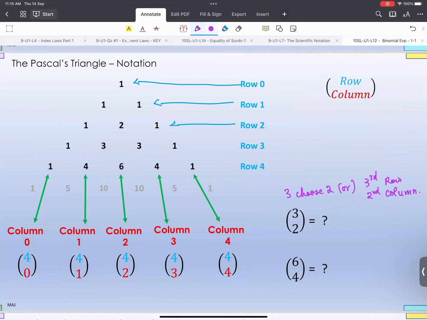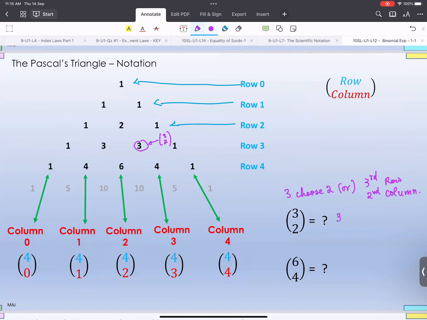Okay, so what is 3 choose 2? This is 3 choose 0. This is 3 choose 1. This is 3 choose 2. So 3 choose 2 is 3 over here. So this value over here is 3 choose 2, and that is equal to 3.